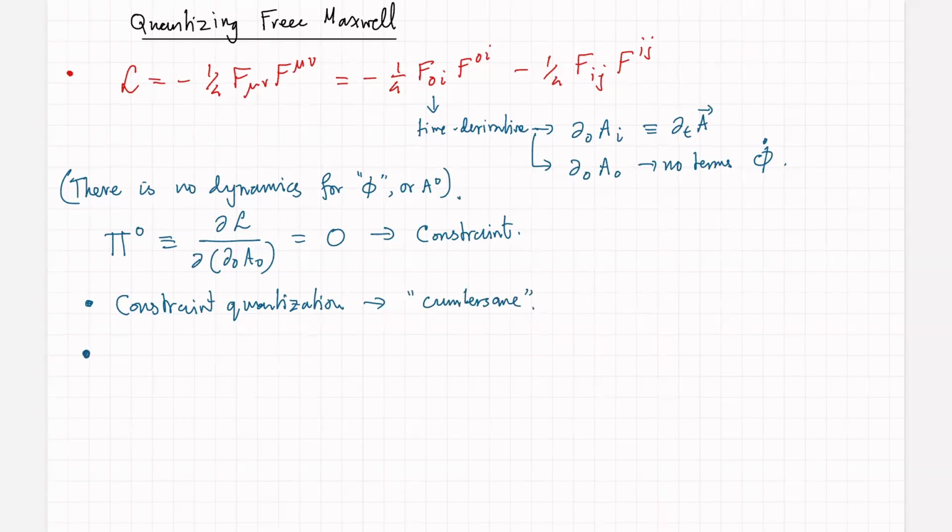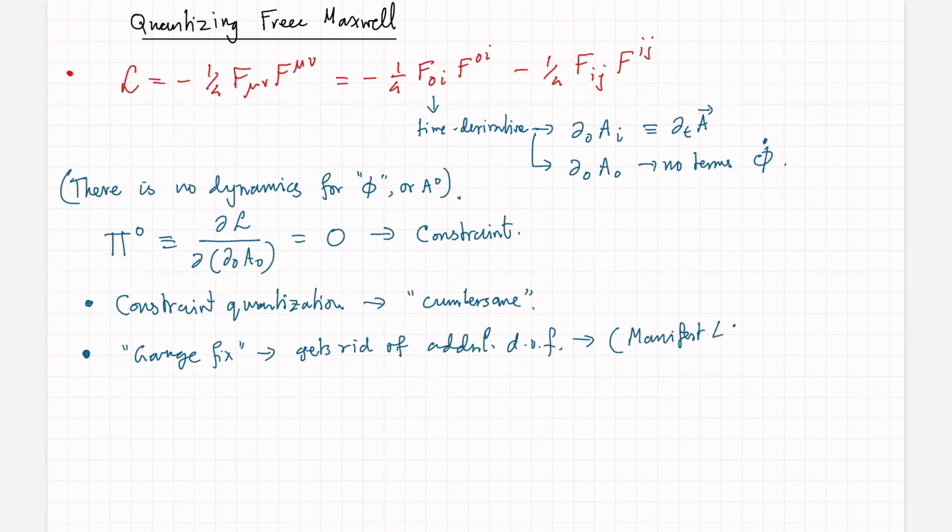A far simpler way, if you want to proceed with quantizing Maxwell's theory in canonical quantization, is to do what we call gauge fixing. You make use of this gauge symmetry and choose a specific gauge, and then this gets rid of additional degrees of freedom. And then you have just the physical degrees of freedom, just the physical phase space. You can proceed with the canonical quantization as you wish. But this has the disadvantage that it is not going to be manifestly Lorentz symmetric.